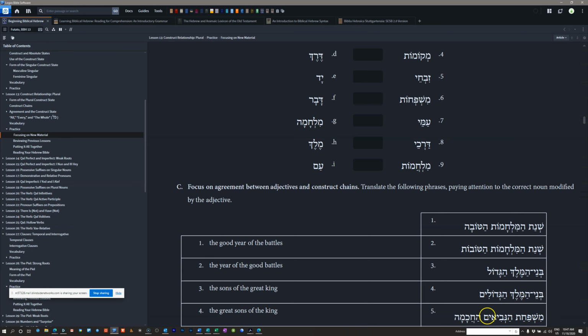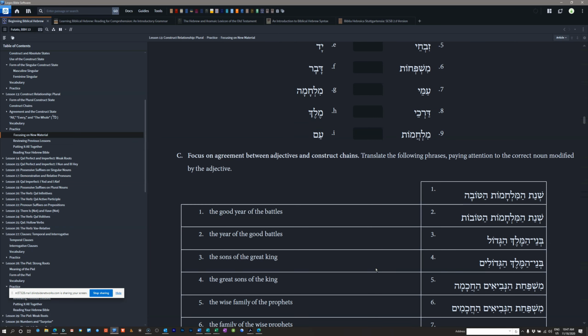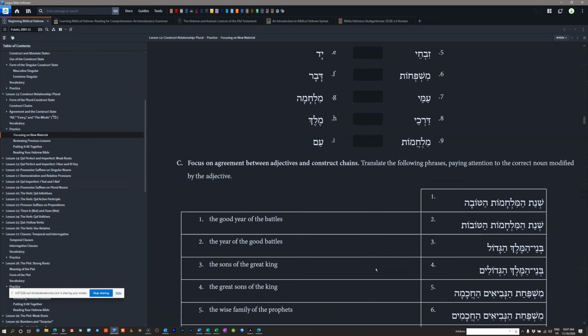Again, we'll translate the construct phrase, the family of the prophets, and then we'll add our adjective where appropriate. Since ha-chachama modifies mishpachat, we will say the wise family of the prophets. Scrolling up, we get the wise family of the prophets. All right, let's look at number 6.